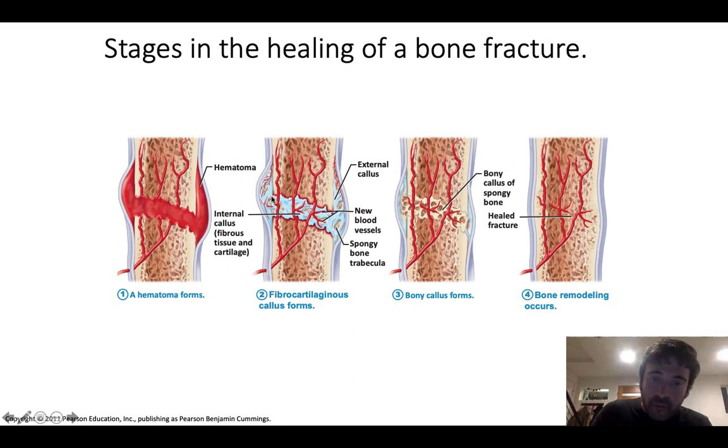Now, fibrocartilage connective tissue then replaces that blood clot, and we get the formation of what's called a fibrocartilaginous callus. That fibrocartilage is then replaced with bone, and we get the bony callus forming, and then that bone is remodeled, and you'll see that the point at which that bone broke is a little bit thicker and stronger than before it broke, because bone is so vascular, it's very effective at healing itself.